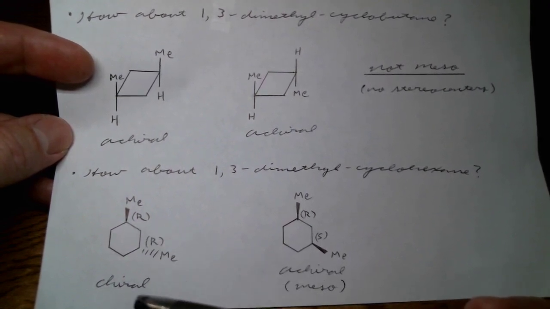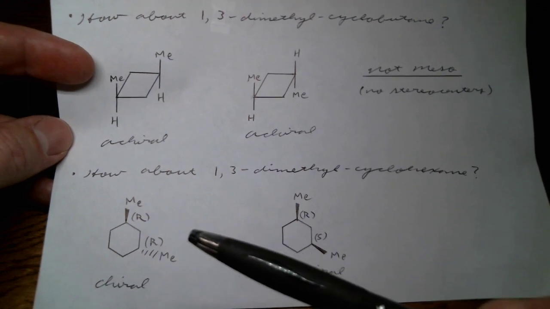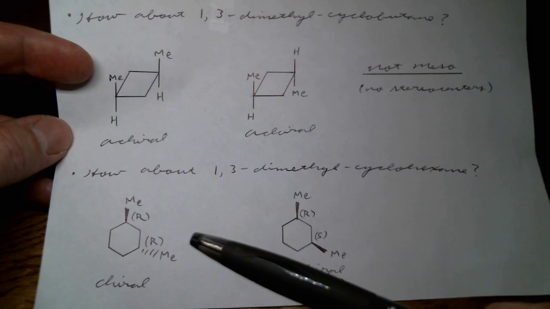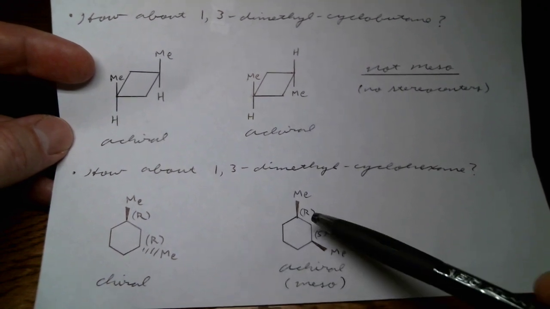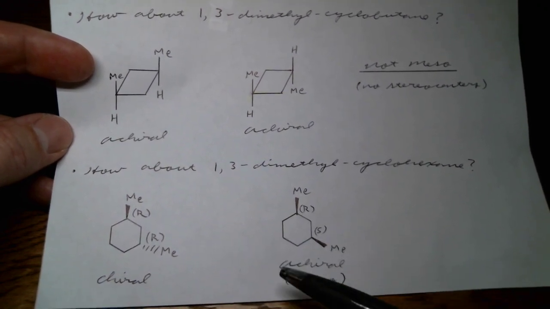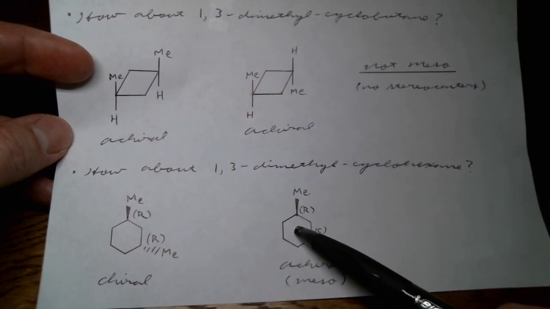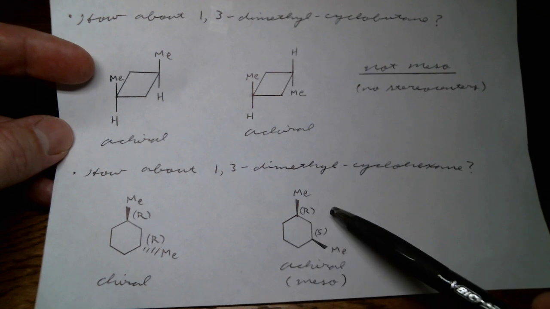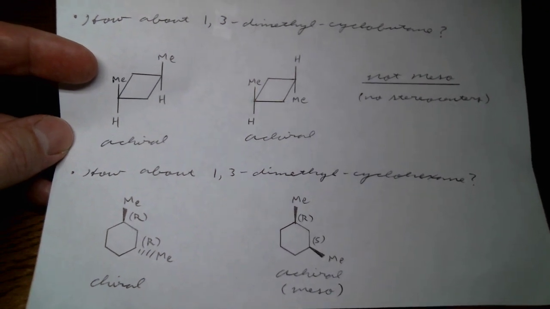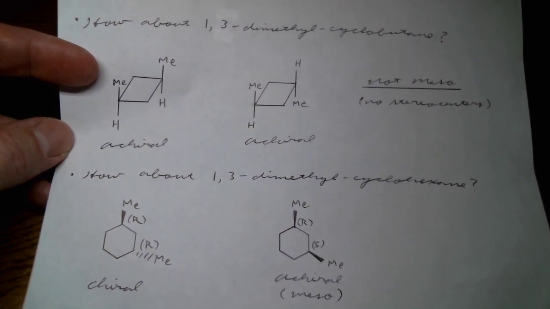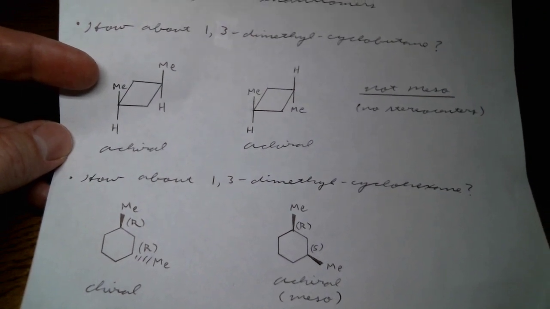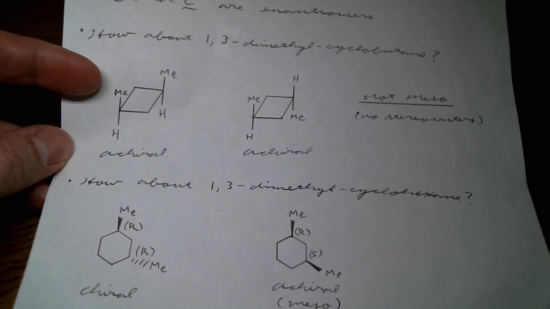The RR is chiral. Of course, it has a non-superimposable mirror image, which would be the SS 1,3-dimethylcyclohexane. This RS is achiral. It's meso. You can see there is a mirror plane that cuts diagonally through the molecule where my pen is pointing. So that completes our series of video lectures for the 11th class time session. I will see you guys in class.